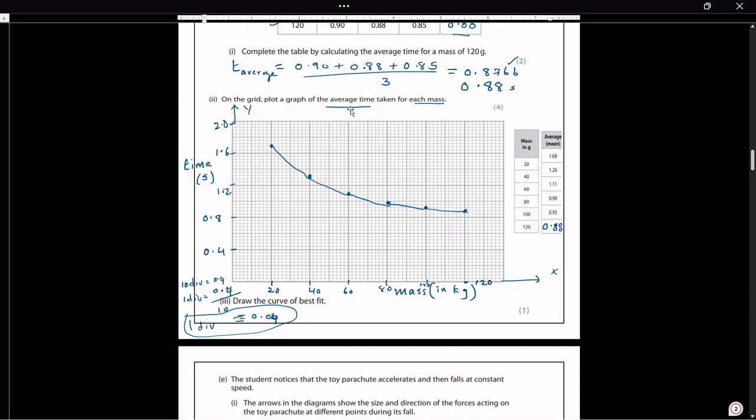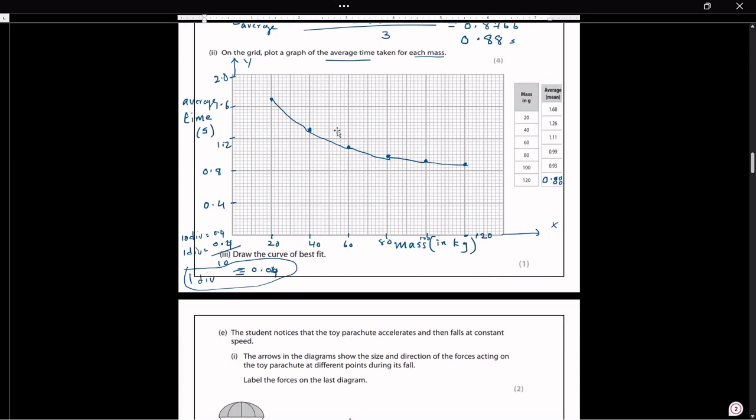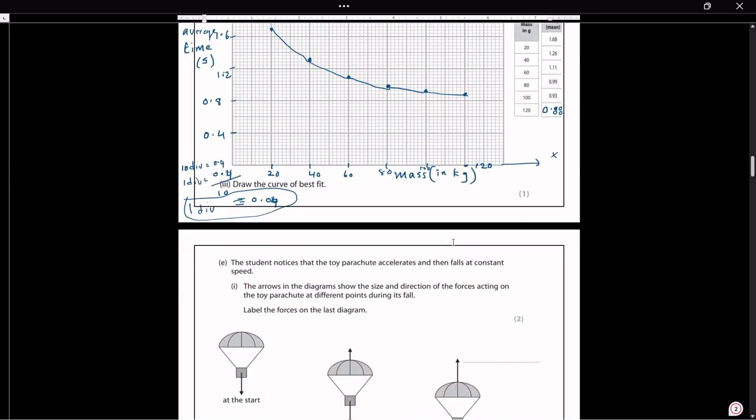On the grid, plot a graph of average time taken and mass. In fact, you have to write it as average time. And you can see that there are 4 marks for that question. That means labeling the axes has some specific marks, then taking the proper scale has some specific marks. That way it is split into 4 marks. Just after plotting the points and joining them, you get only 1 mark. So the other things are very important to increase your marks.